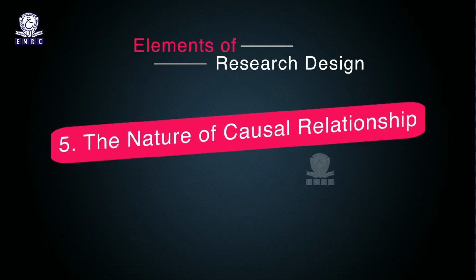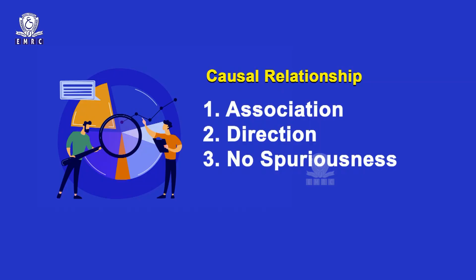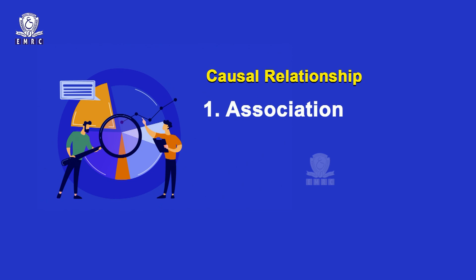The other element is the nature of causal relationship. Causal relationship constitute the heart of scientific understanding. These are very much required for purposes of explanation and prediction. So, in order to establish causality, the social scientists take help of three types of evidences, that is association, direction and non-speciousness. Statistical association such as a pattern of change in one variable is related to the other variable indicates the former is the cause.